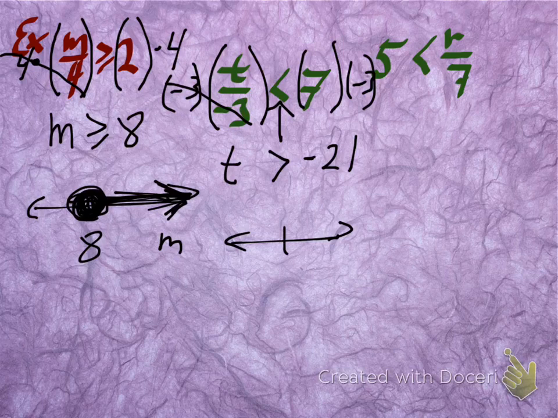The graph is going to just look like every other graph. We're going to start at -21. It'll be an open circle, and we want things that are bigger than -21, so we'll shade to the right, and the variable goes over here.